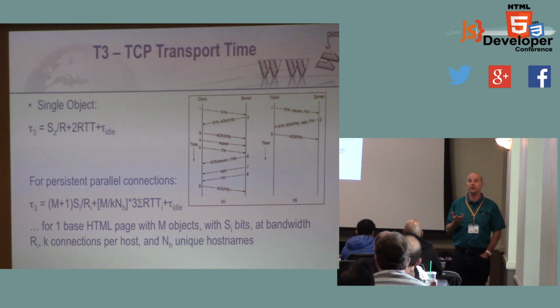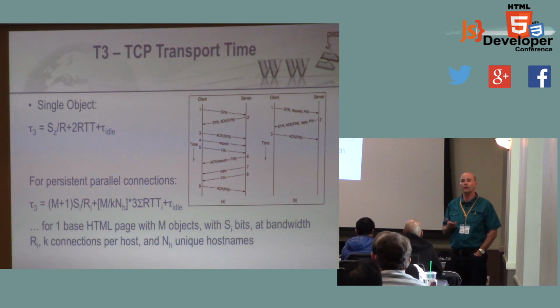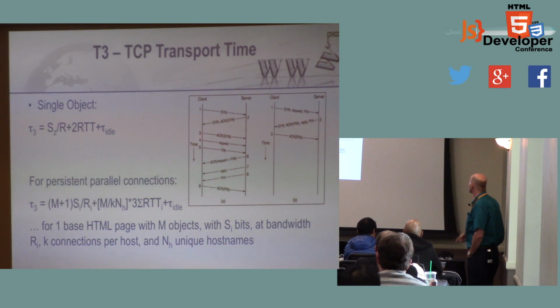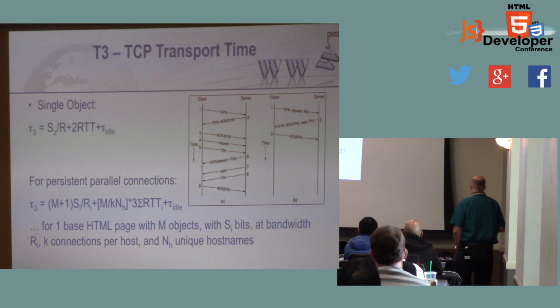We upgraded to HTTP 1.1, which gave us keep-alive. We now have persistent connections. More than that, we have multiple parallel persistent connections, right? Which is the name of our model. But before that, we only had single objects. And Kurose or Ross or one of these guys in the textbook solved that equation.